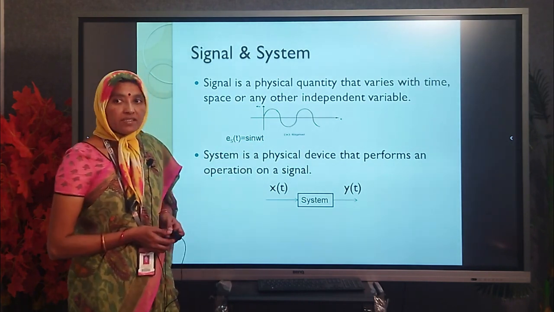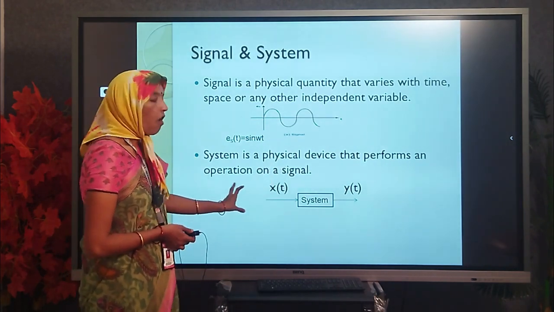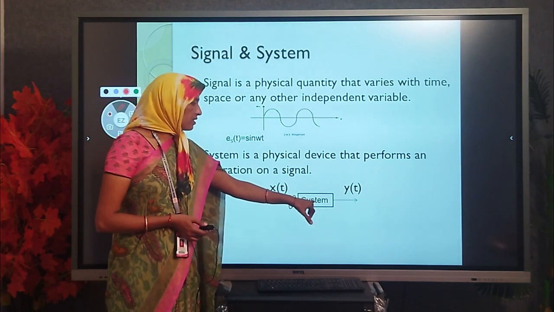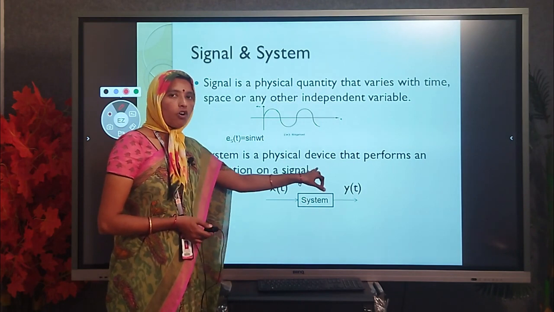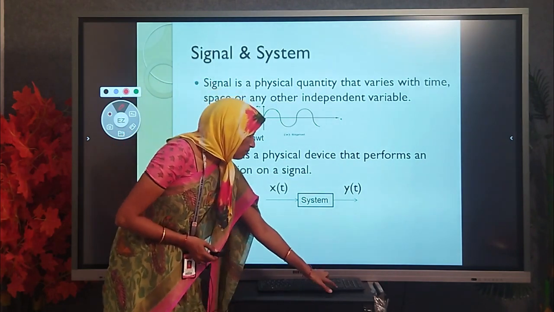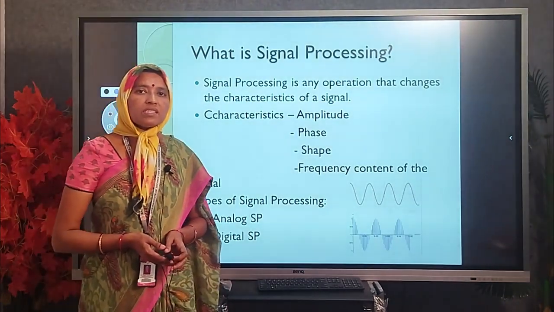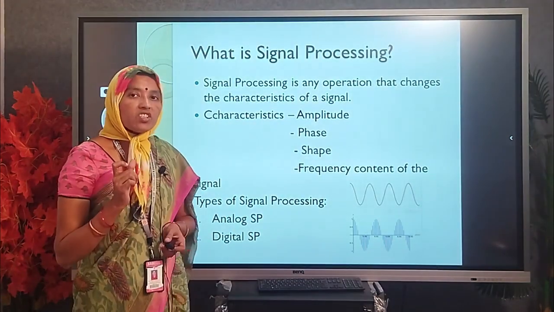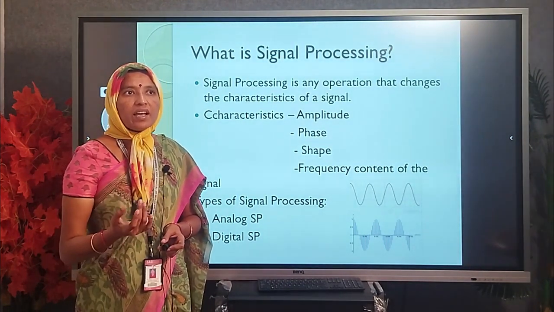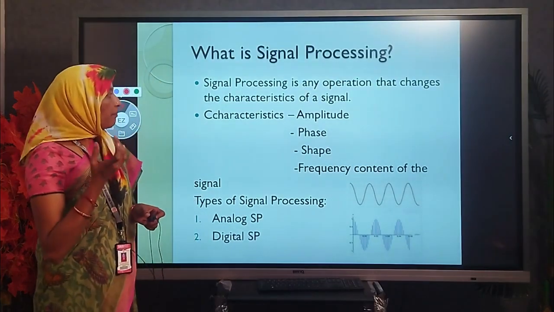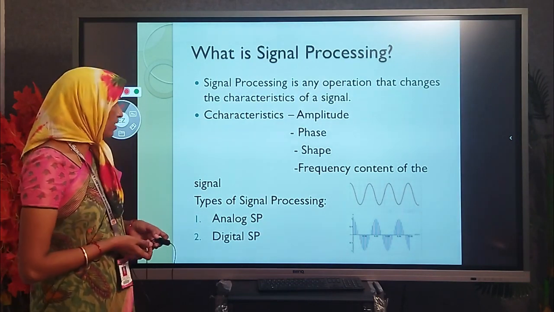And what is meant by system? It is a physical device that performs an operation on a signal. So by using this system, it processes the data. Input is signal as well as output is also signal. And let us see about the signal processing. What is meant by signal processing? It is any operation that changes the characteristics of the signal. Characteristics means either phase, amplitude, or shape or frequency of the signal.